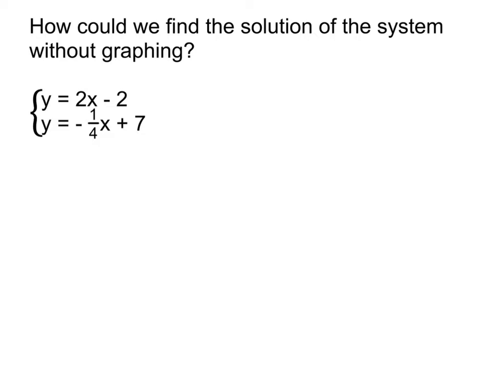All right, so the method that we're going to be talking about today is called the substitution method. The substitution method basically says that if I know what one of the variables equals, I can plug that in for the variable in the other equation. Let's see what I mean here. Like that first one, I know that y equals 2x minus 2. So I can take what y equals and plug it in for y in the other equation. That is, I am substituting it into the other equation. And so when I do that, my first line of work is going to be 2x minus 2 equals negative 1/4 x plus 7.